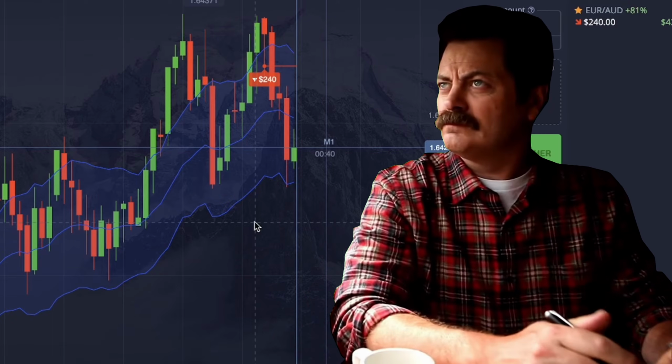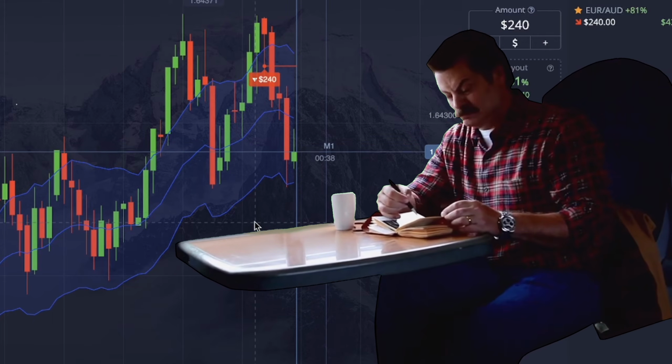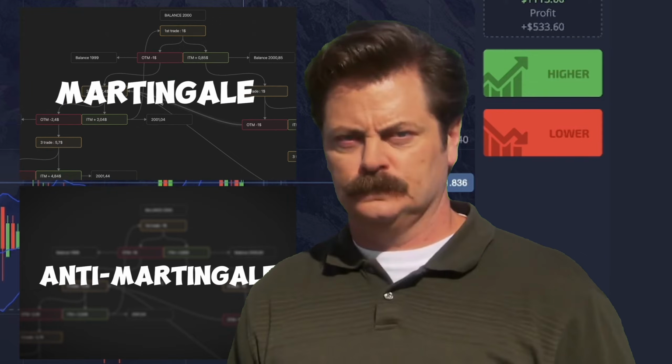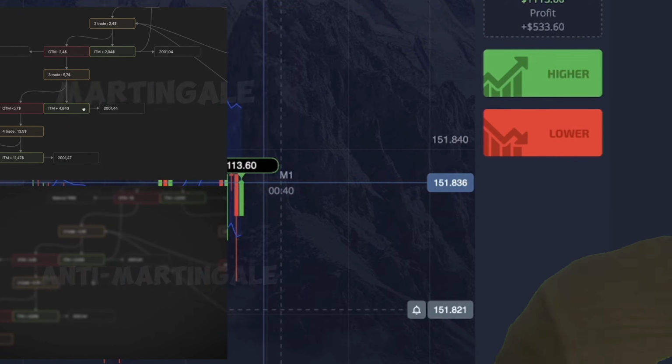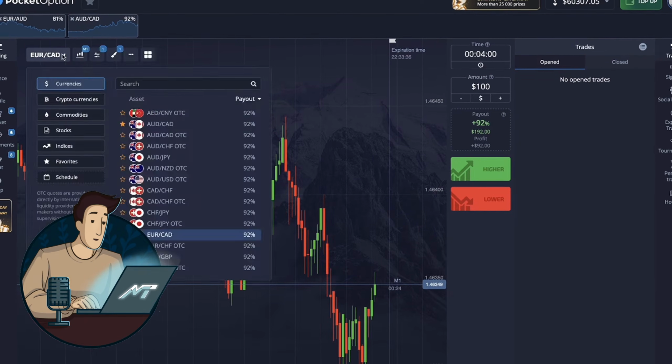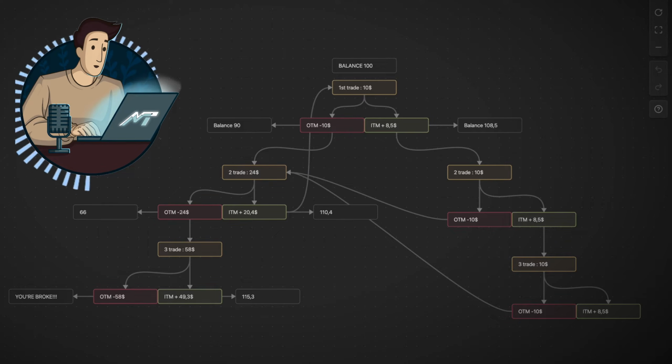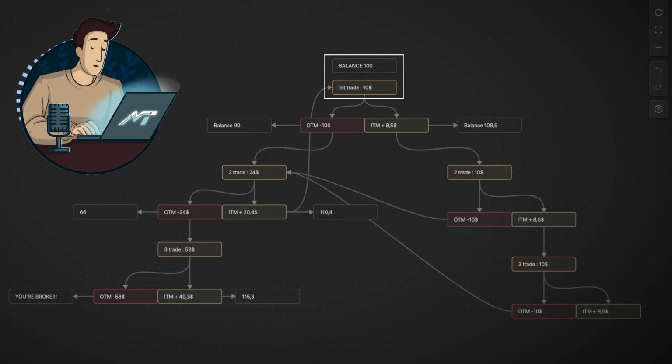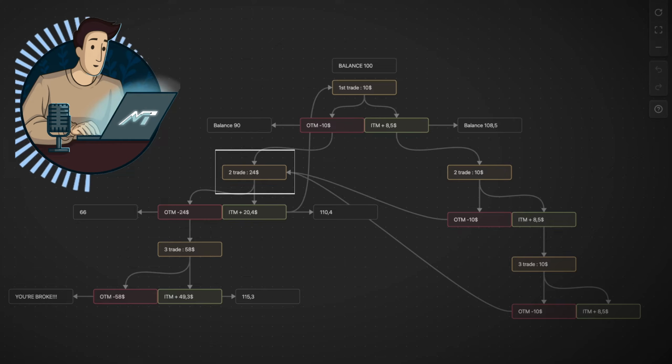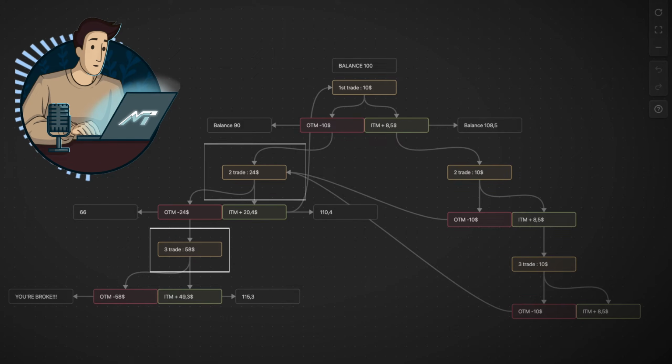Besides the classic method, there are other ways like Martingale, anti-Martingale, and my custom one that I've designed for binary options. Martingale means you increase your trade amount after a loss to cover it. Imagine you start with $100. Your first trade is $10. If it loses, the next one is $24. If that loses, next step is $58 until you win. When you finally win, you get back all your losses and make some profit.